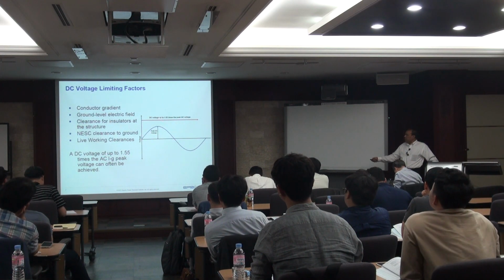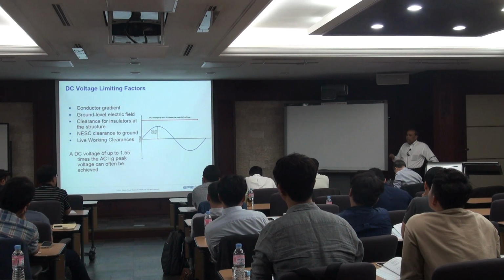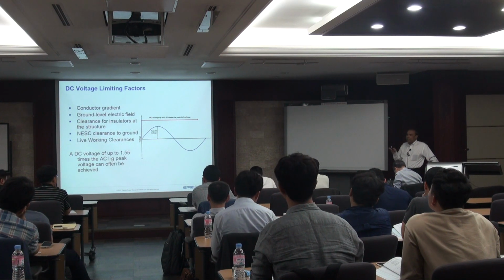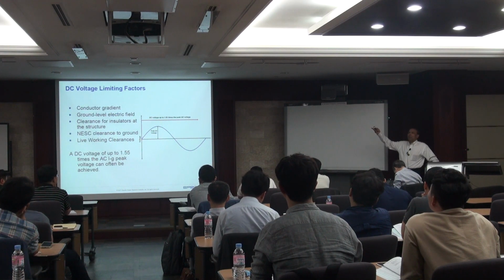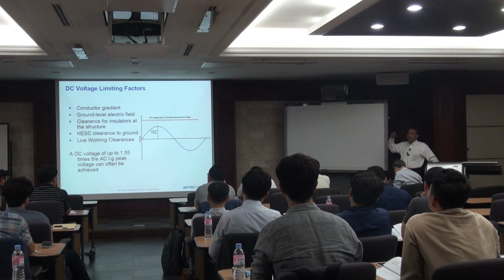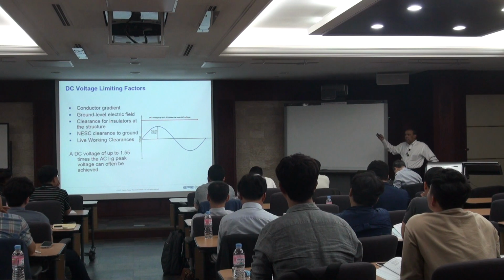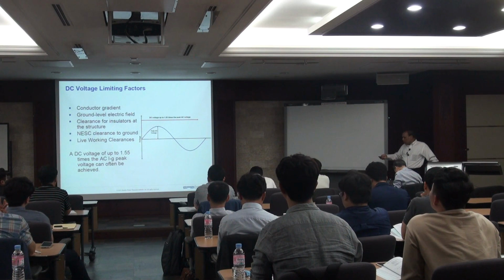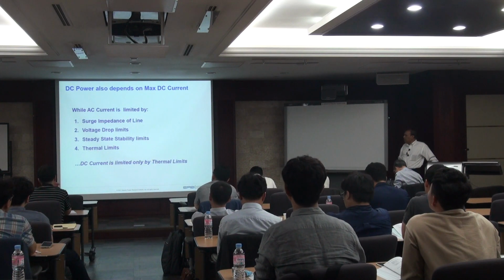So by having this DC voltage higher than the AC peak voltage, keeping the current, the amperes, AC RMS current same as the DC current, you can increase the power flow. Because your DC voltage times DC current dictates the DC power, right? So that is the idea here. That's where we are able to get more.